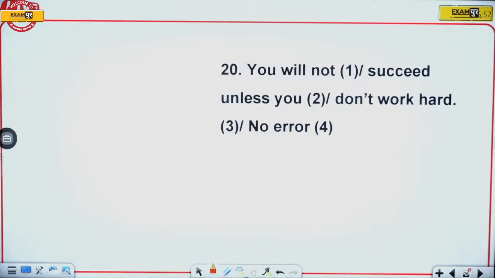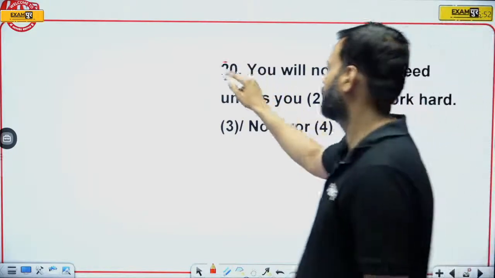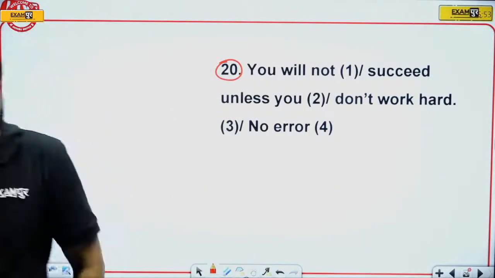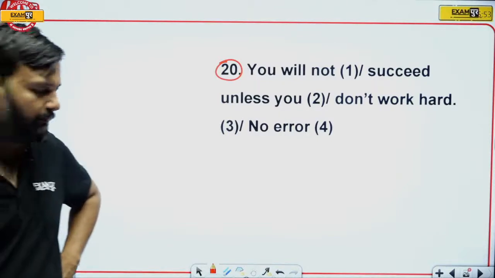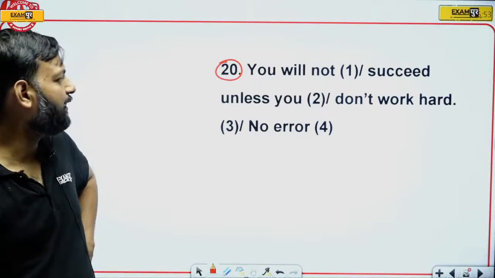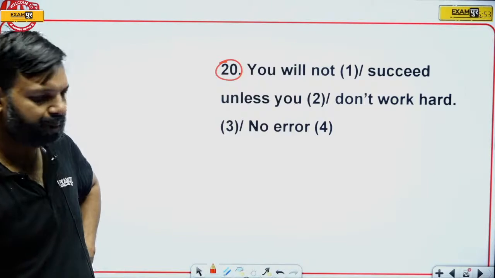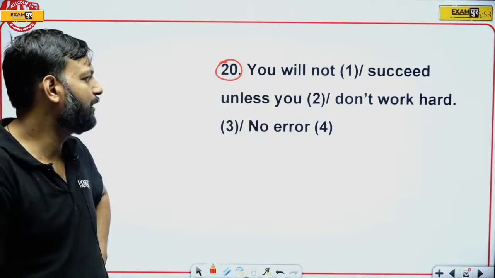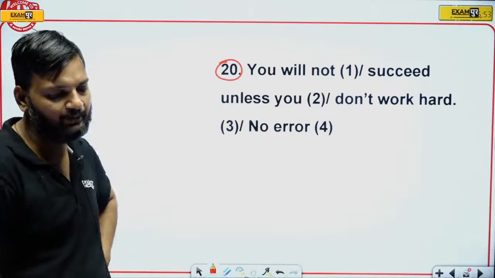Let's see the next question. You will not succeed unless you don't work hard. Very easy question. You will not succeed unless you don't work hard. What is the error here?